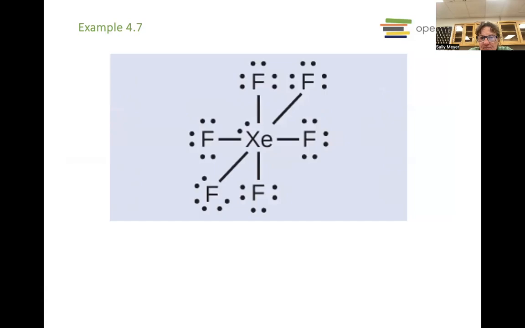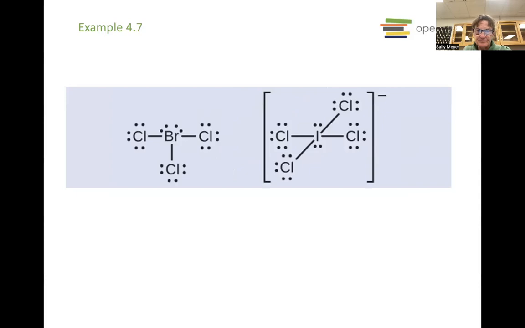Same thing for this one. If you add them all up, the xenon is the only place you can put more electrons, and you always put them on the central atom. But xenon has 2, 4, 6, 8, 10, 12 electrons for the bonds, and then 2 more, so 14 electrons in its valence shell when it's forming these kind of bonds with fluorine. Happens a lot with the halogens as well.